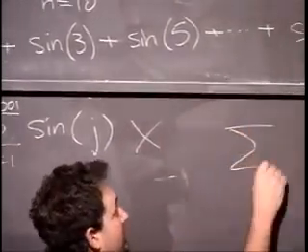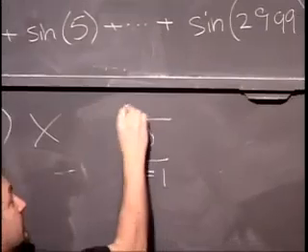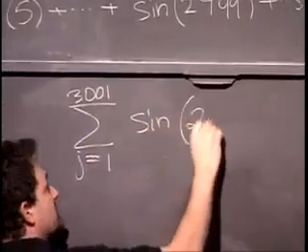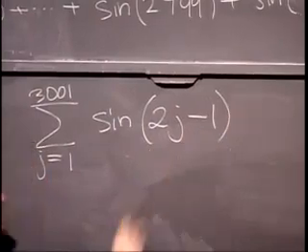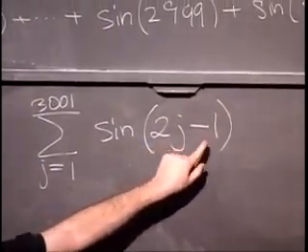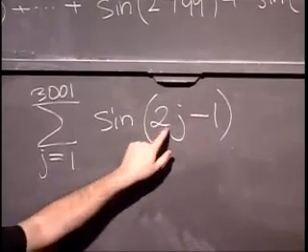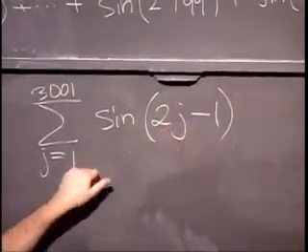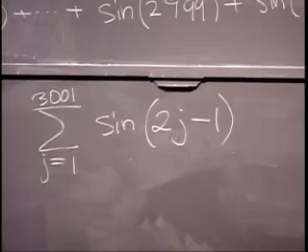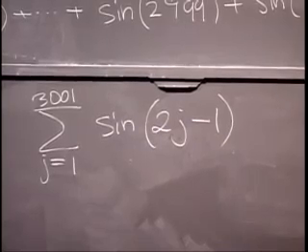Let's try our second attempt. If you go sine of 2j minus 1, you see, when j equals 1, you plug this in. 2 times 1 minus 1 is 1. But when j equals 2, you get 4 minus 1, which is 3. And when j equals 3, you get 5. So 2j minus 1 gives you 1, 3, 5, 7. So is that the correct sum?